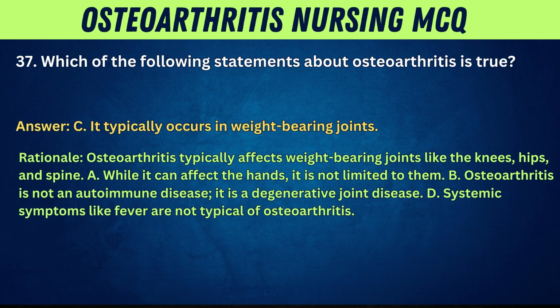Rationale: osteoarthritis typically affects weight-bearing joints like the knees, hips, and spine. A. While it can affect the hands, it is not limited to them. B. Osteoarthritis is not an autoimmune disease. It is a degenerative joint disease. D. Systemic symptoms like fever are not typical of osteoarthritis.